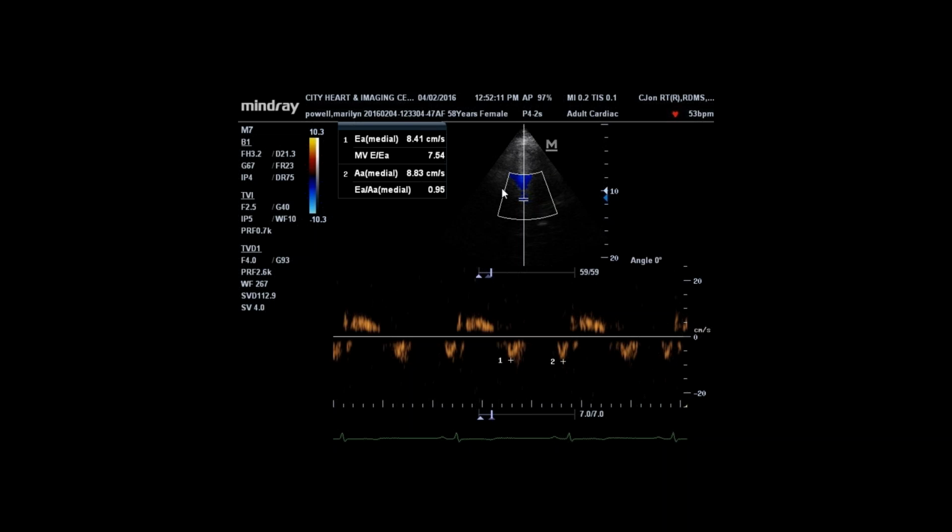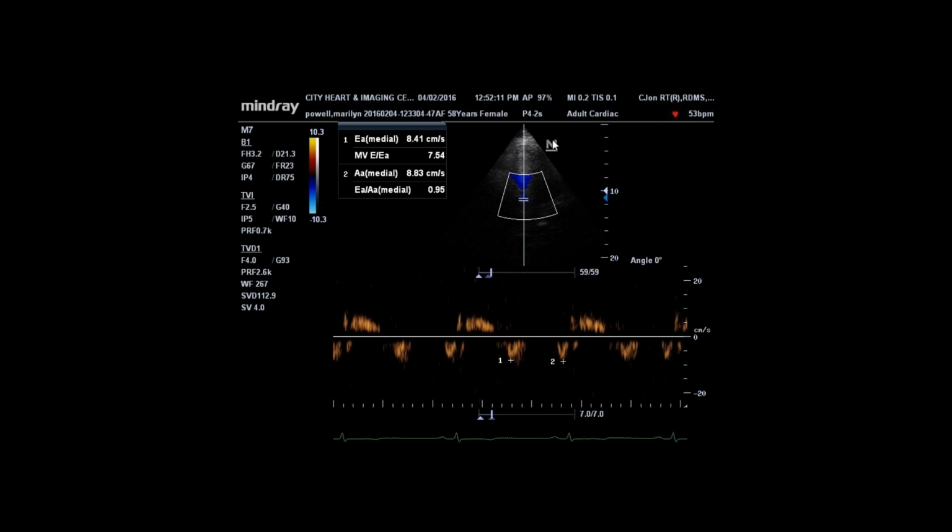Again, tissue Doppler is a form of pulse wave Doppler. Because the tissue is moving at a much slower speed than the blood, we often talk about centimeters per second as opposed to meters per second. The tissue is moving much slower than the blood, so it's in the order of centimeters per second. It's the same Doppler principle, nothing different.